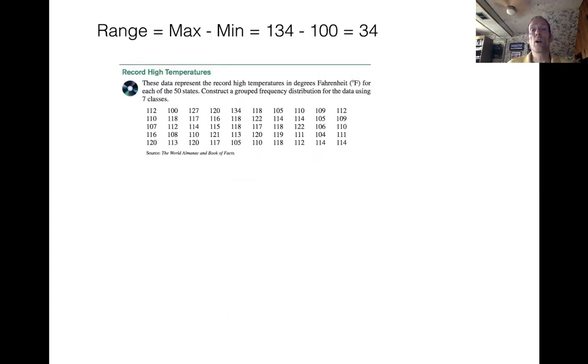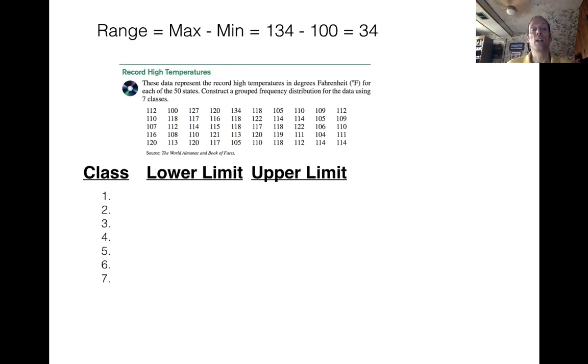Now, once we've got our class width, we're essentially ready with everything we need to start building our frequency distribution chart. So the first thing we're going to do is make a column for class, and we're going to number 1 through 7 because we have 7 classes. And I'm going to write in columns for lower limit and upper limit. What those two are going to tell us eventually is the starting and ending temperatures that each class, or each bucket, is going to end at.